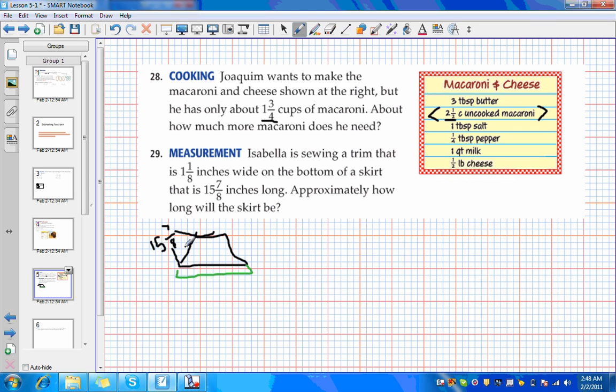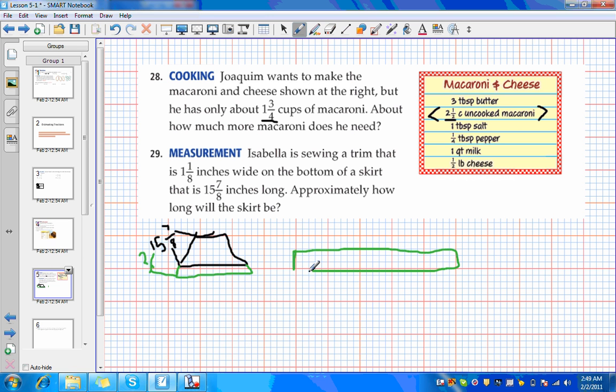If I'm going to add that to the length of the skirt, what will the new length be? What will that add on? Let me show you with a bar model. With the bar model, I'm going to just draw my bar model. And I know it's about 15 and 7/8.